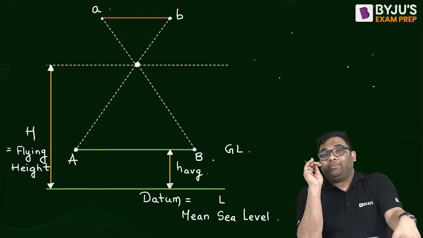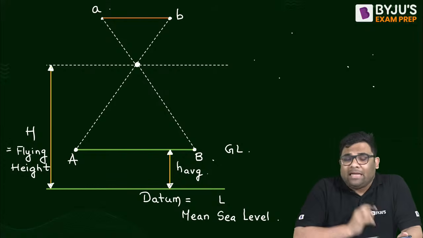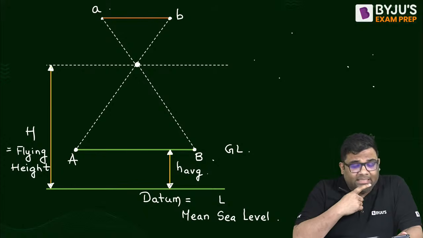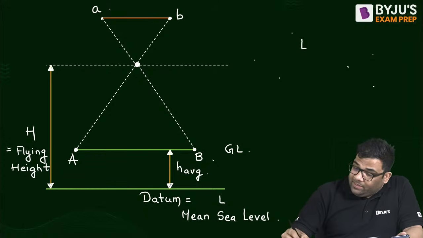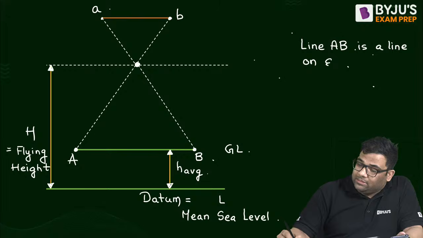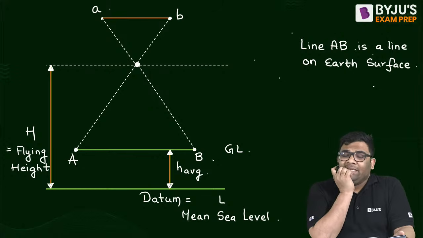Now I have done some mistake. Can somebody identify it? Archit Gupta is writing. What is this line AB? Line AB is any line on the earth surface. Any random line you can take. So what mistake have I done, can anybody say?